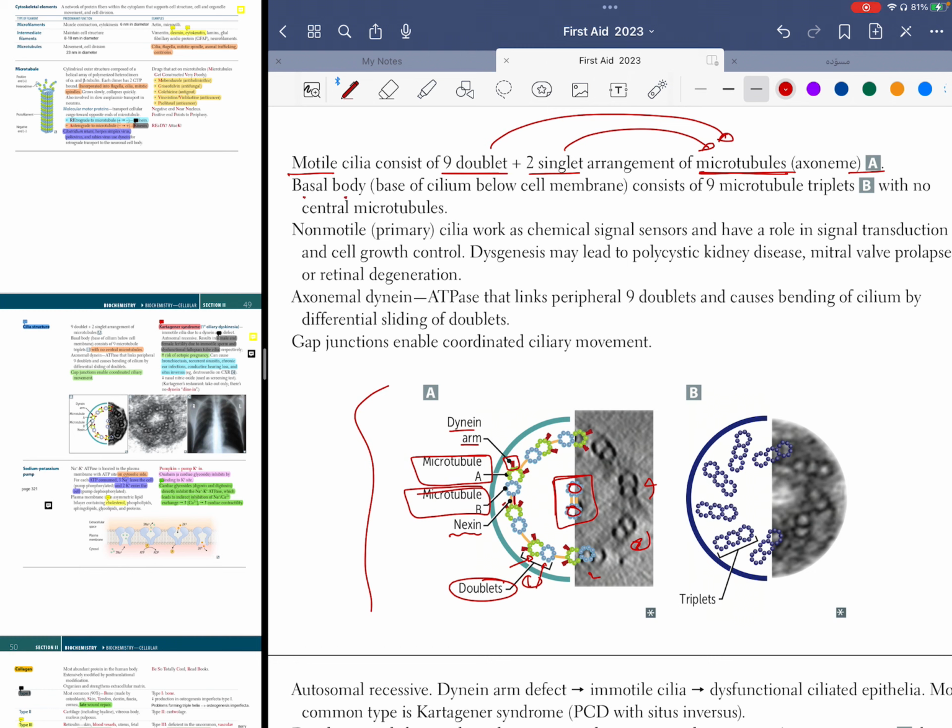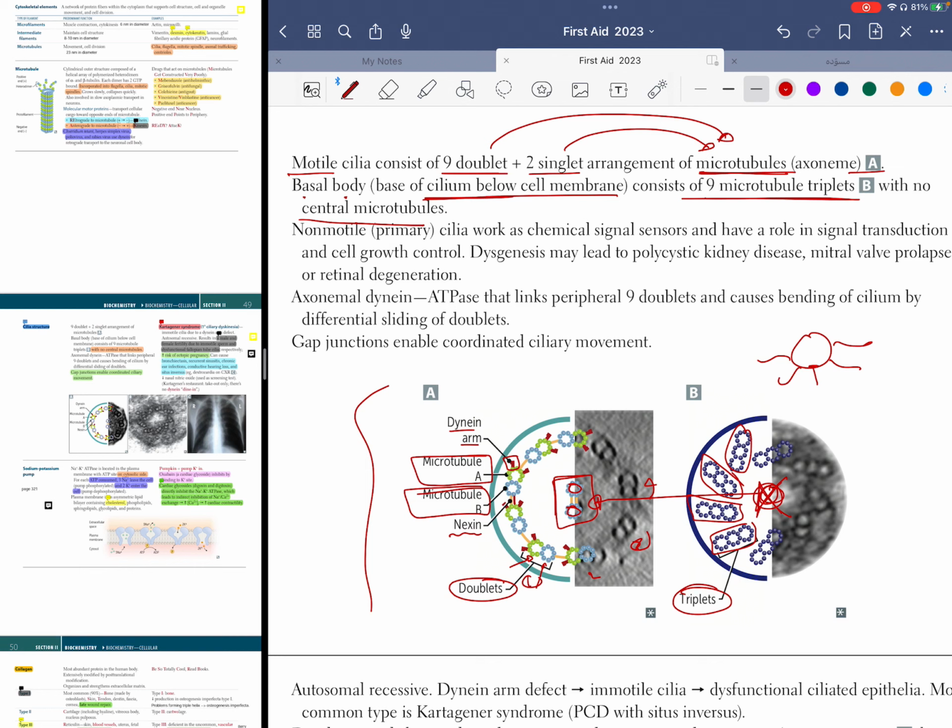But we have the basal body. It's the base of the cilium below the cell membrane. We know that the cilia goes out of the cell, so it does have a base, and it is below the cell membrane, and it consists of nine microtubule triplets, just like over here. These are triplets, like three rings together, with no central microtubule in the middle, just like this one. We don't have that over here.